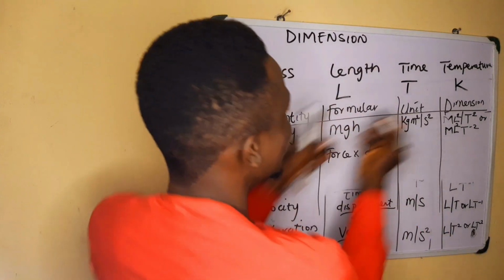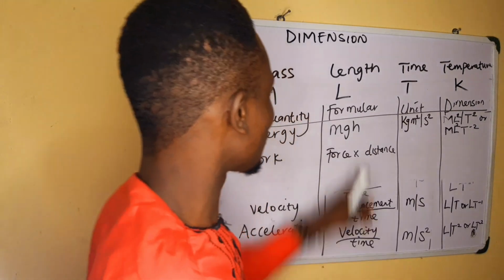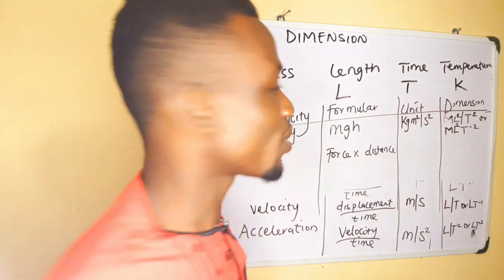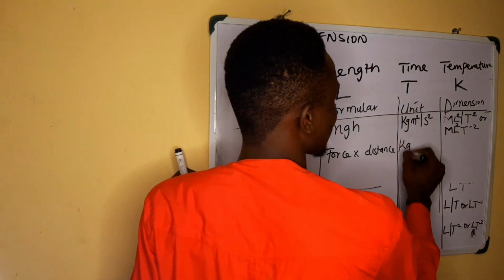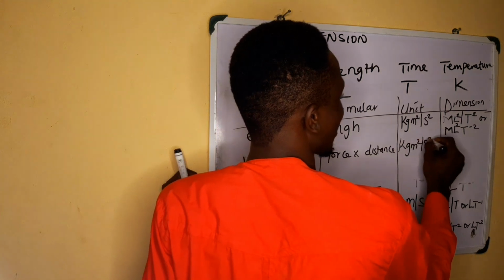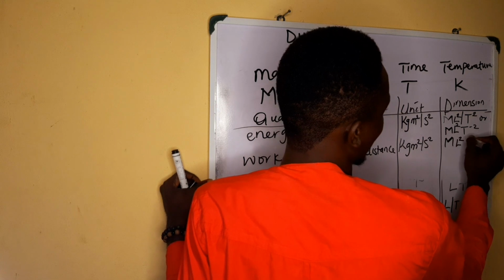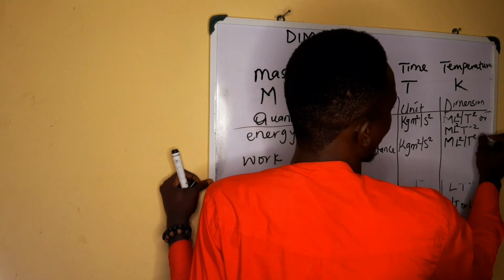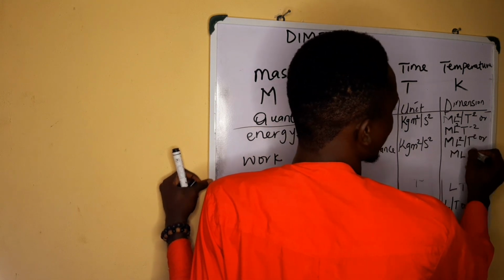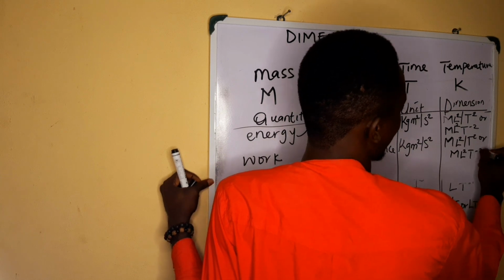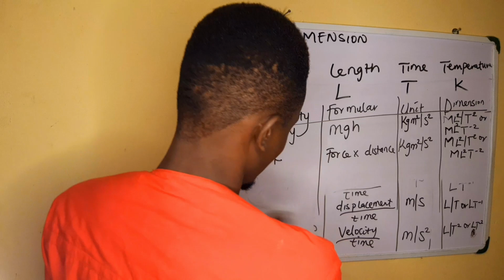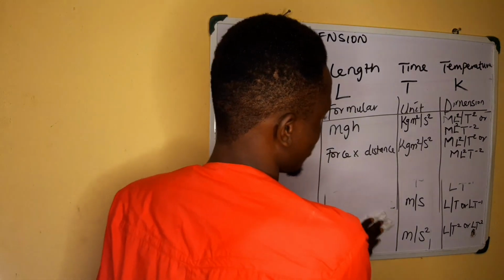So it still has the same basic SI unit of what? Same as energy. So it's going to be kilogram meter squared per second squared. So it still has the same dimension, which is M L squared slash T squared, or M L squared T to the power of -2. So I'm going to clean that off, this remaining one, so I can be able to fill up other ones.